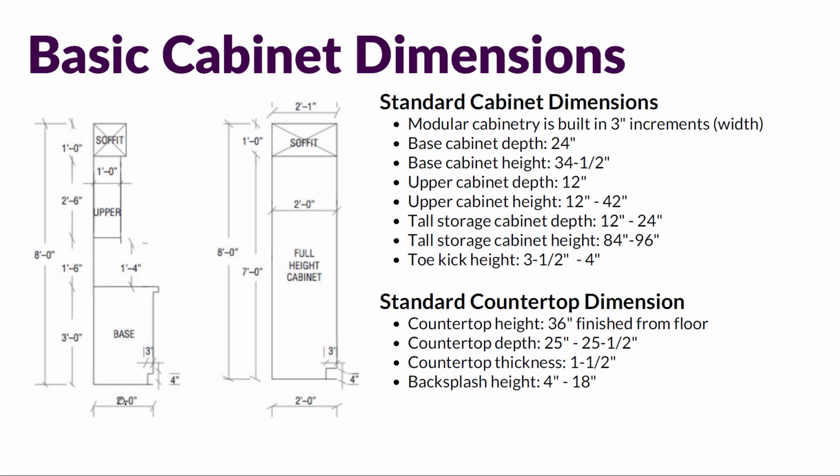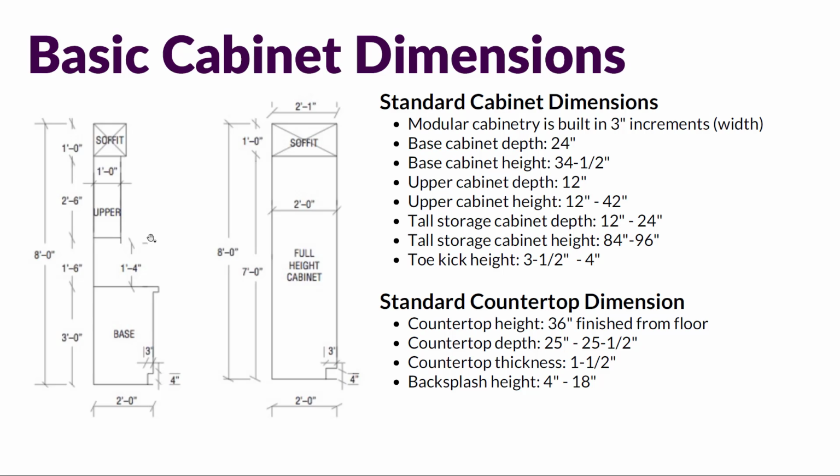So looking over here at our drawing on the left, we have a side elevation view of typical kitchen cabinets. First, looking at our base cabinet down on the bottom, a typical base cabinet depth, if I was standing right here looking towards the cabinet, is 24 inches. The typical base cabinet height is 34.5 inches. That is the cabinet itself, not including the countertop. The typical upper cabinet depth is 12 inches, so it's exactly half of the base cabinet.